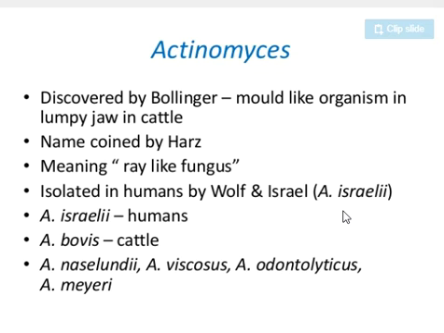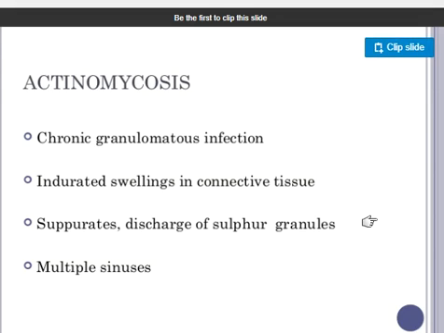It is also isolated from various sources such as cattle and humans, and it is also isolated from the soils. Examples of these actinomycetes are A. naeslundii, A. viscosus, A. odontolyticus, A. meyeri, etc. So there are various examples, and most of the actinomycetes are pathogenic strains that cause chronic granulomatous infection. In a certain way they are also used for antibiotic production.